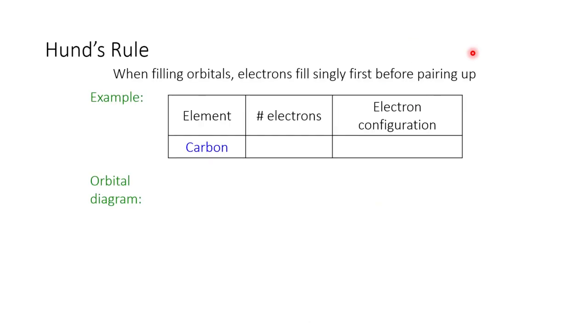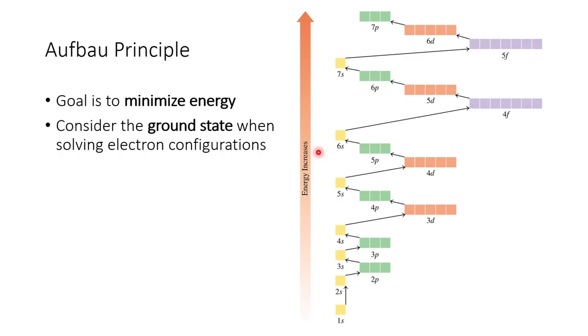The last thing that we need to talk about is Hund's rule. I think it's German for dog, I think is what that means. But basically, when you're filling the orbitals, you fill them singly first before pairing up. As an example, we have our carbon. How many electrons are there? Well, there are 6 total.